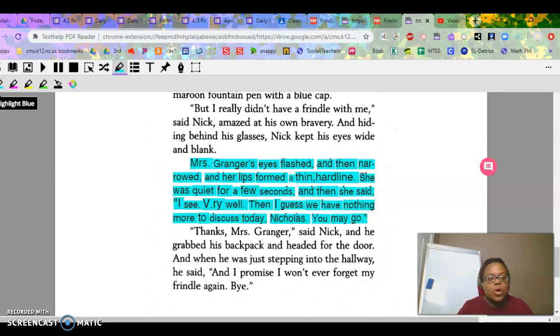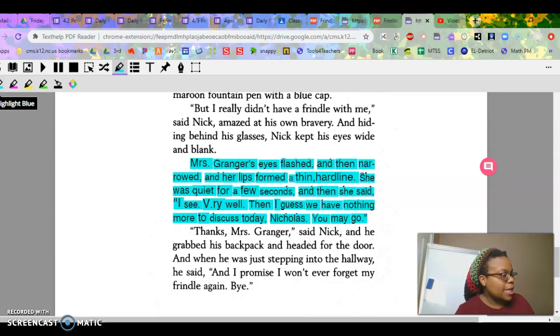Her lips formed a thin, hard line. So she's not smiling, she's not frowning, and she was quiet for a few seconds. So the better of my answer choices would be that she was frustrated. She was trying to get Nicholas to use the correct word, which would be pen, but he was set on using the word which was Frindle.